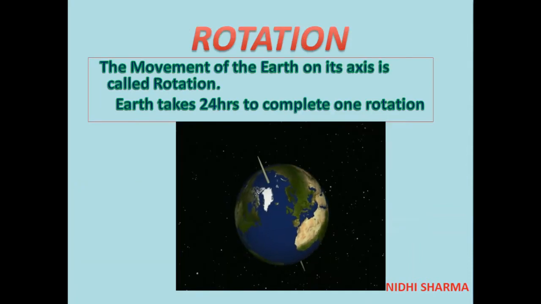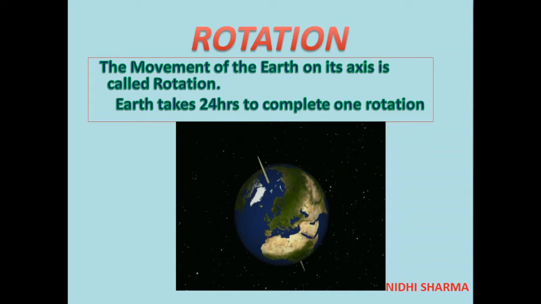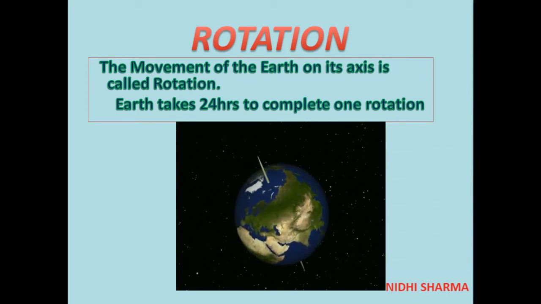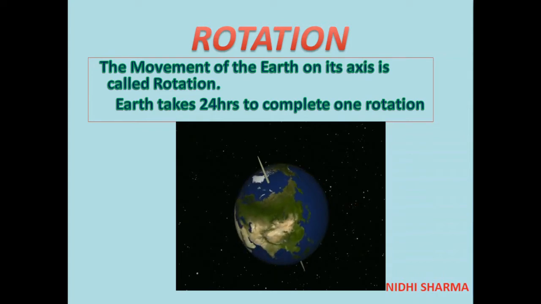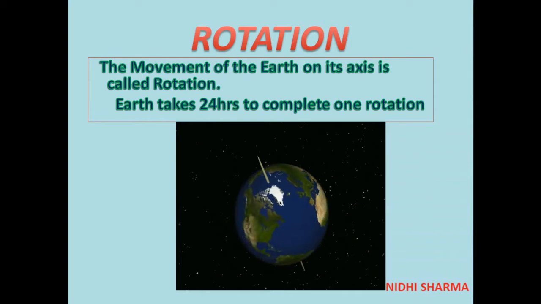What is rotation? Earth rotates around an invisible axis. The term rotation means to spin around at the same place. It takes the earth about 24 hours or 1 day to complete one rotation. So, our earth moves from west to east. We know that the sun rises from east and sets in the west. So, remember that the earth starts rotating from the opposite direction, that is from west to east.